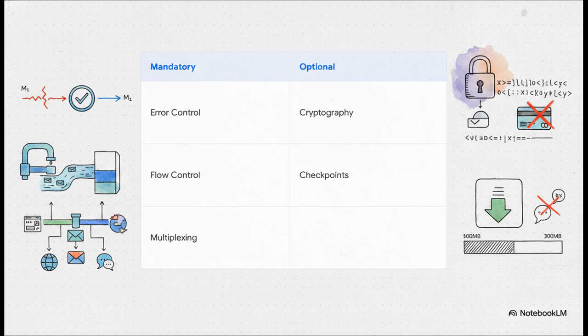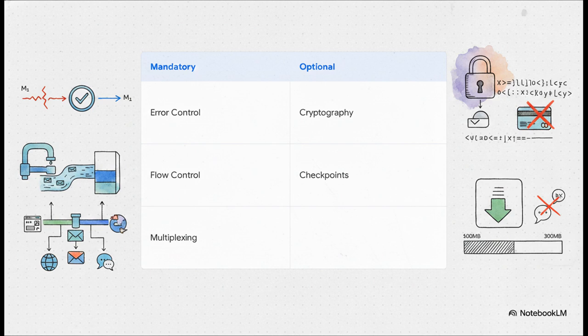Now, on the flip side, we have optional functions. These are only used when absolutely necessary because they increase system complexity and take more processing time. Think about cryptography or encryption. If you're doing banking via an HTTPS site, you absolutely need encryption so intruders can't steal your money. But for a simple HTTP web page, totally not required.